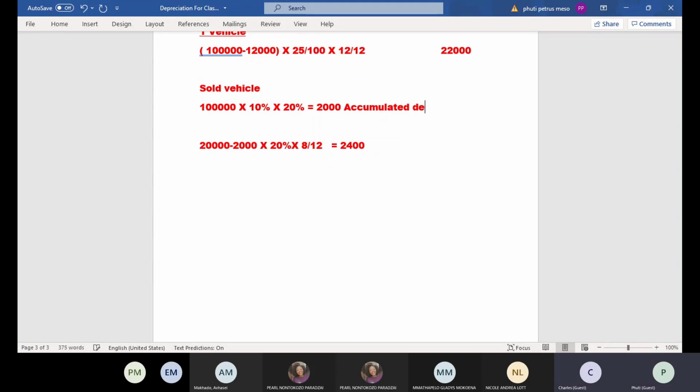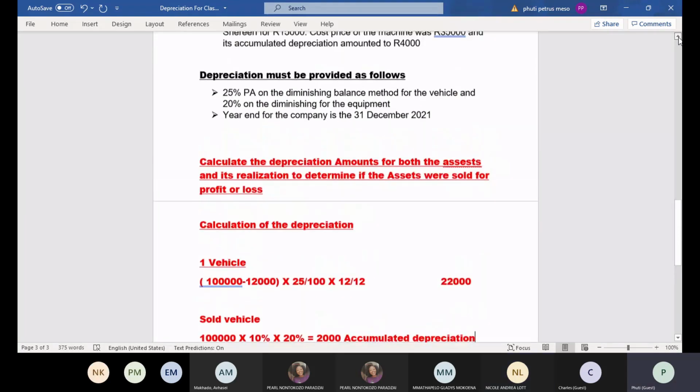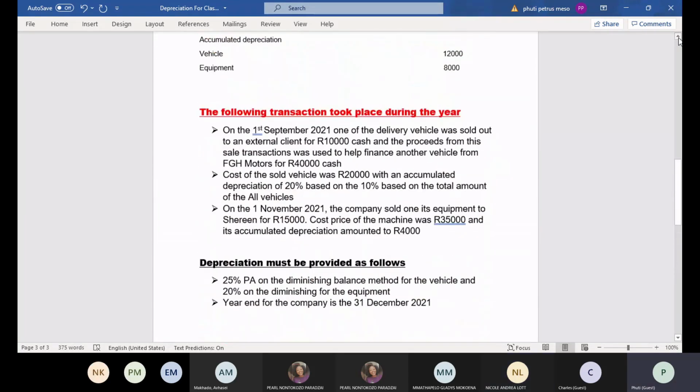Okay, 2,000 accumulated. So the adjustment for the accumulated depreciation has to be done because we're following the diminishing balance method on the depreciation. I'm not sure if that makes sense to you. So we're told that it's based on 10% and 20% of the total cost of the vehicle. I just tried to make it tricky there, but it's as easy as it is. Sir, could you please scroll up to the question for me? No problem, I'll do that. Let me know if it's fine.